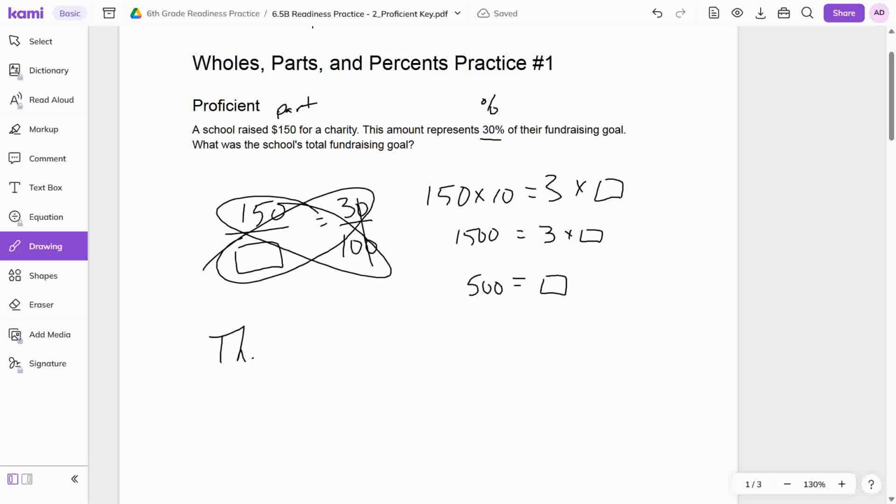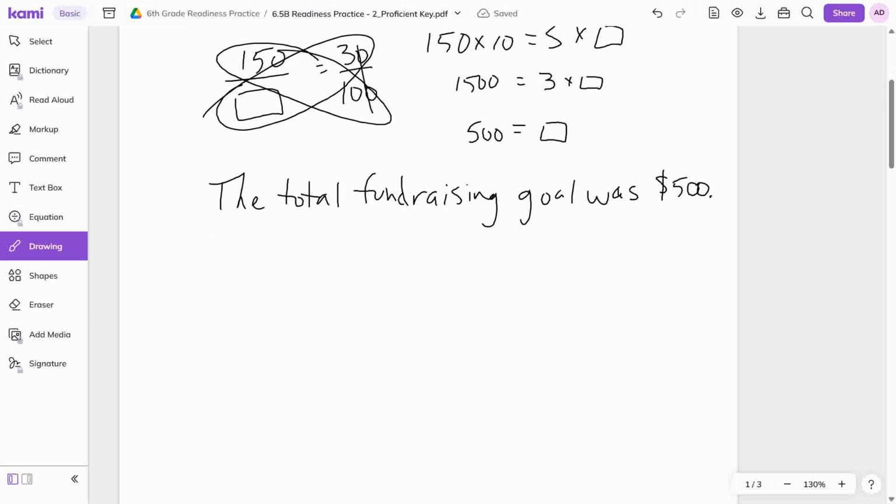So we could say the total fundraising goal, if we want to just make our answer very clear, was, and then let's put our answer here in the correct units, $500. They raised 150 out of the 500, and that was the 30%.